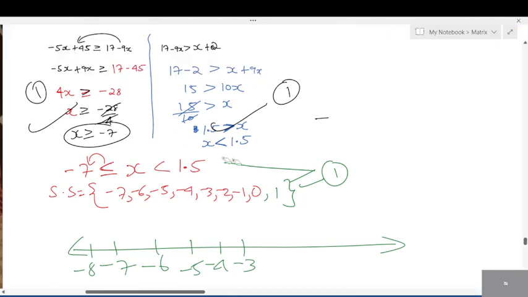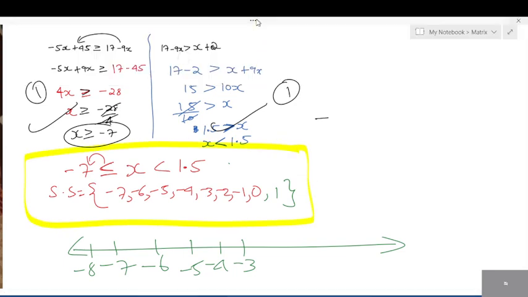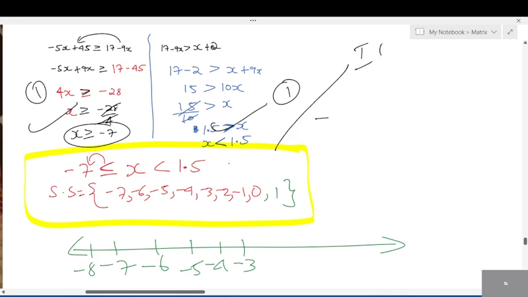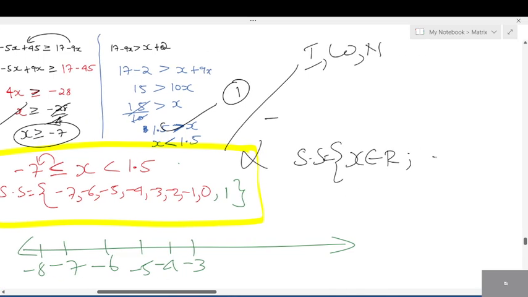See, for R, I'll tell you how to write this line. All of you listen. Except R, students, if integer, whole number, or natural number is given, write it like this. When R is given, you don't write like this. When R is given, look here, I'll tell how to write. Solution set will be x belongs to R such that -7 less than or equal to x less than or equal to 1.5.